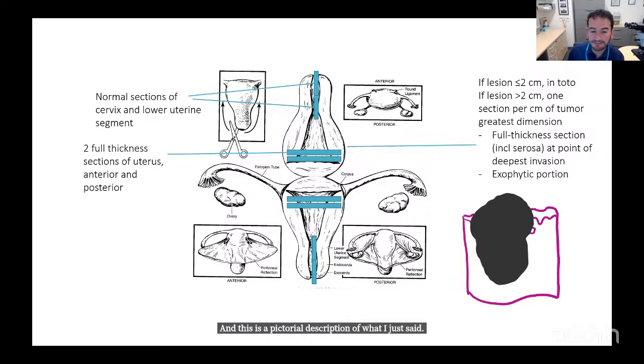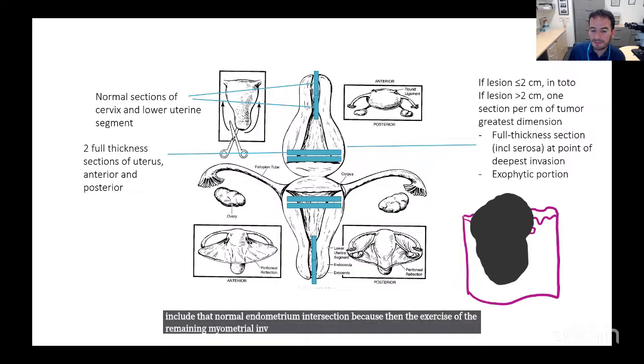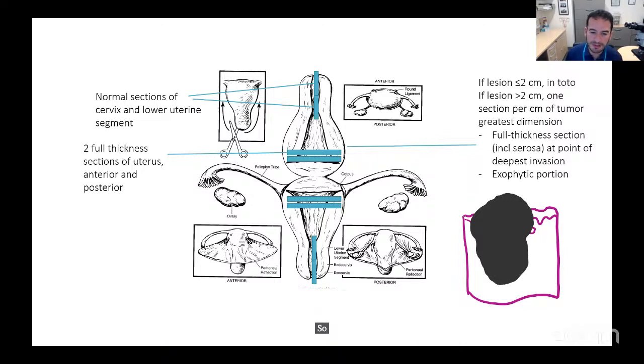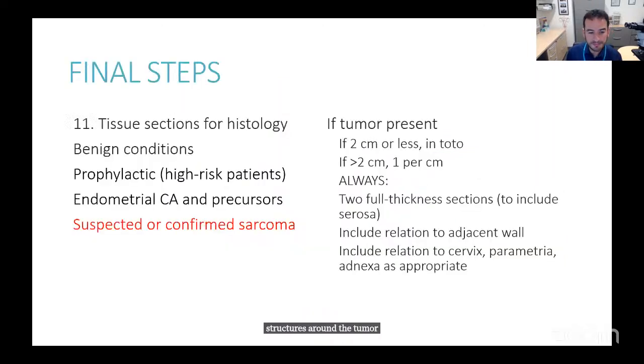I will add, however, that if you have tumors in which you see macroscopically the edge of the lesion and you see grossly visible normal endometrium next to it, include that normal endometrium in your section, because then the exercise of determining myometrial invasion or deciding where the normal endomyometrial interface is significantly much easier. So try to include normal structures around the tumor as much as possible.